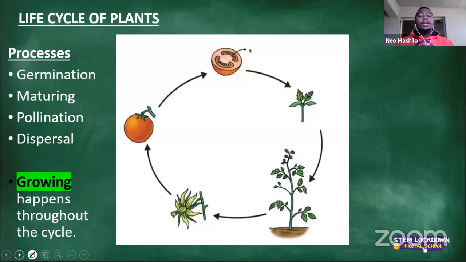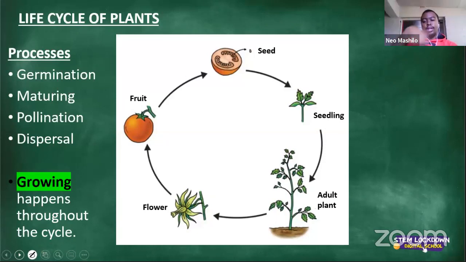Now, a life cycle of a plant has 4 processes. We have the process of germination, maturing, the process of pollination, and the process of dispersal. Now, we're going to look at where each of these things take place. Oh, and we have the process of growing, which happens throughout. So from the moment the seed is made till the time it grows, it keeps growing throughout. So one, we start with a seed, then it grows into a seedling, which then grows into an adult plant, which grows into a flower, and it becomes a fruit which has seeds inside, and the cycle goes on and on and on and on.